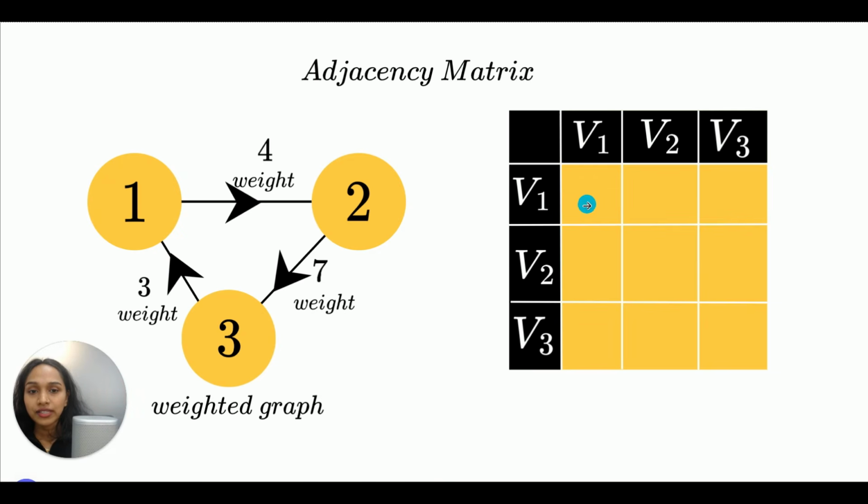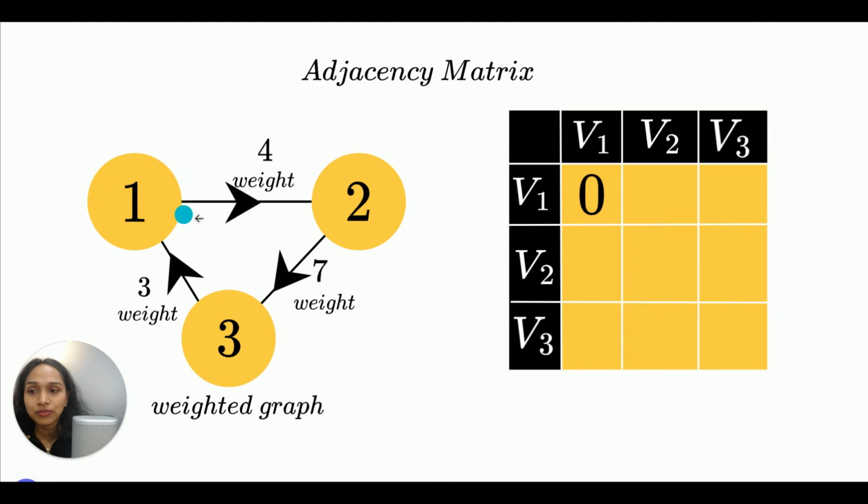So between 1 and 1, we do not have an edge. So we have a 0 here. The only change here is that for an unweighted graph, we considered the weight as 1. All the weights of all the edges were considered as 1. So wherever there was an edge, we wrote 1 there. Here, instead of writing 1, wherever there is an edge, we write the weight of that edge there.